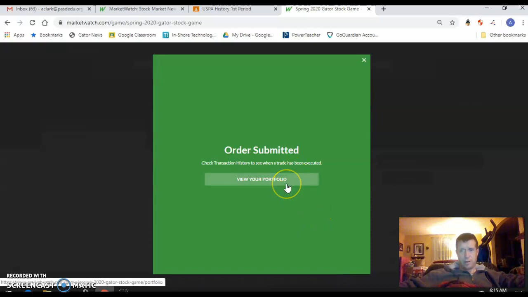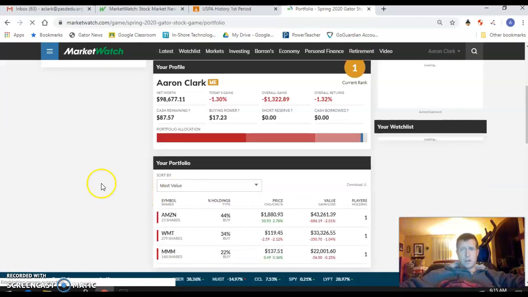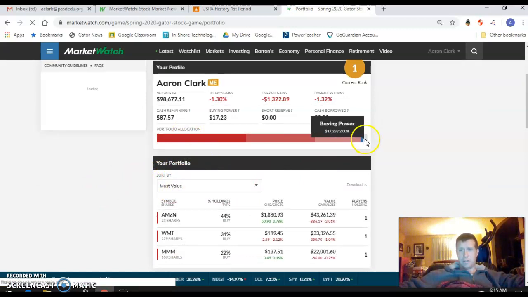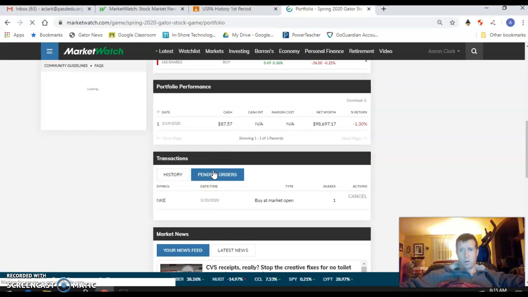Boom. I bought it. Now, it won't actually go into my portfolio until 9:30 in the morning. So, if you're buying stuff and it's not showing up, like you'll see on my bar, there's this tiny little sliver of blue. It says it's on hold. That means I bought it. I just don't have it yet. If I go to my pending orders, you'll see I have NKE, buy at market open.